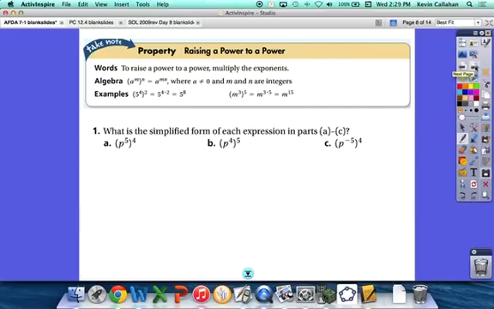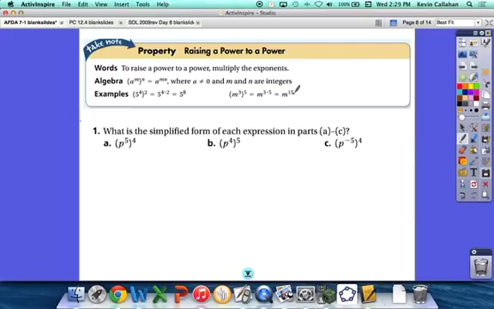How do you simplify when you're raising something to a power and then you have parentheses and you're raising that to a power? What do you do to simplify the exponents? You multiply. Right? So 5 to the 4th squared is 5 to the 4 times 2, which is 5 to the 8. Right? M to the 3rd to the 5th is m to the 3 times 5, m to the 15th.